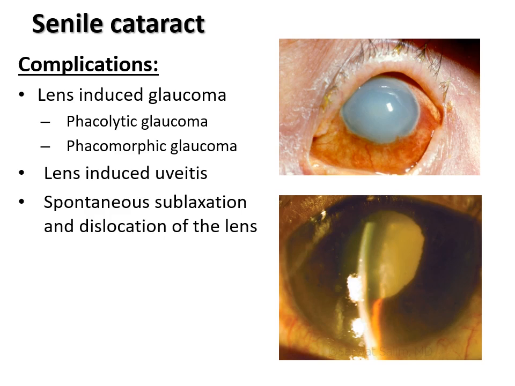For the lens-induced uveitis, it's a phacoantigenic uveitis, and is an immune-mediated granulomatous inflammation initiated by the lens protein released through a ruptured lens capsule, either traumatic or post-surgery. In all these complications, lens extraction is indicated after medical control of tension. And for the spontaneous subluxation and dislocation of the lens, it may occur in the hypermature stage.